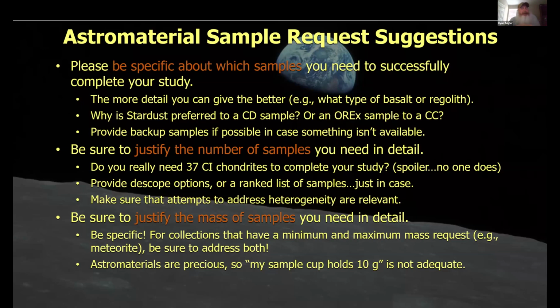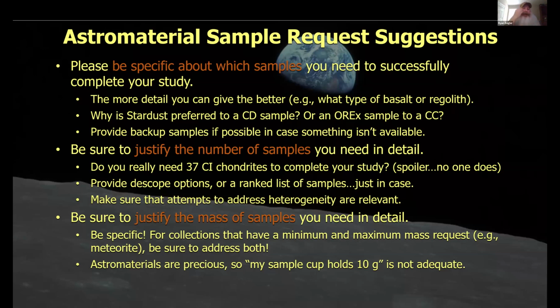And again, be sure to provide descope options or a ranked list of samples. These are sort of the backup samples, just in case you ask for a bunch and you haven't demonstrated that you need a bunch, but you could get a few. It'd be better if you say which ones are the key samples beforehand, so that the committee can understand that you know enough about these samples to study them well and to make their life easier. Making review panels' life easier is always in your best interest.